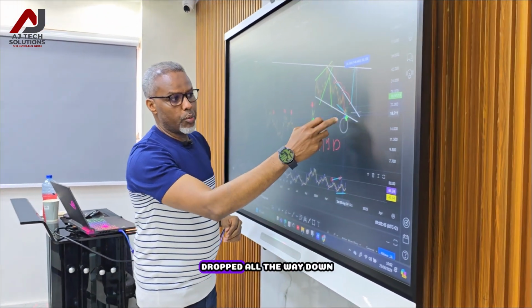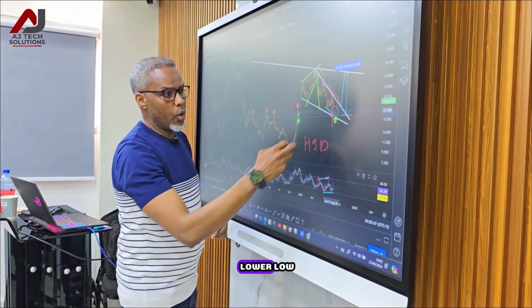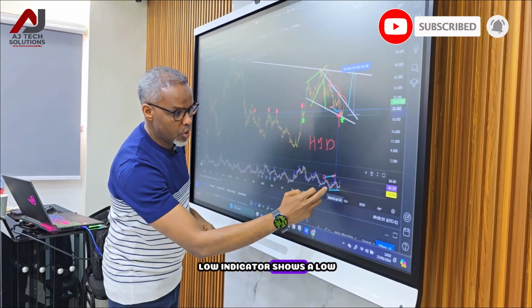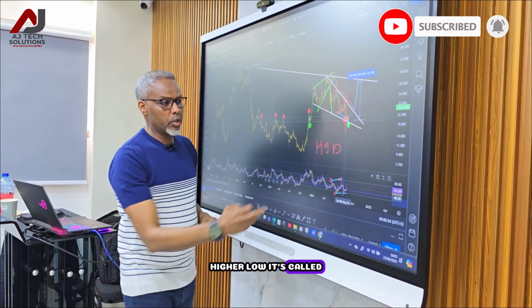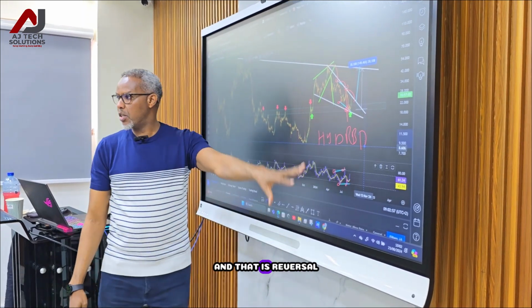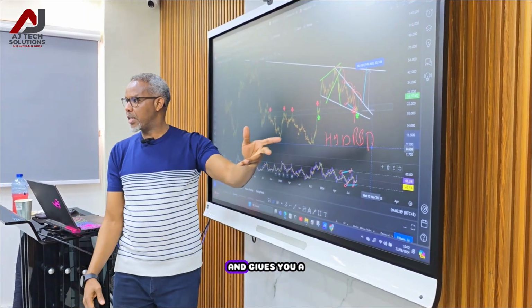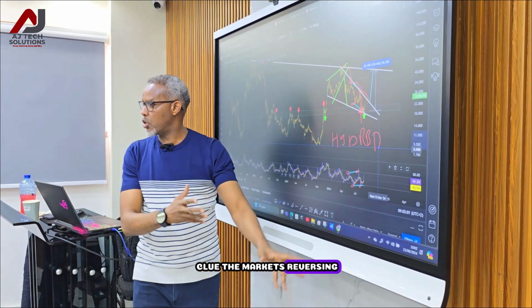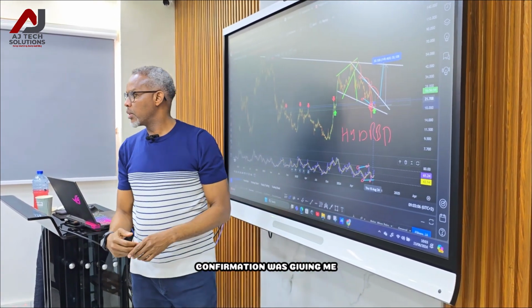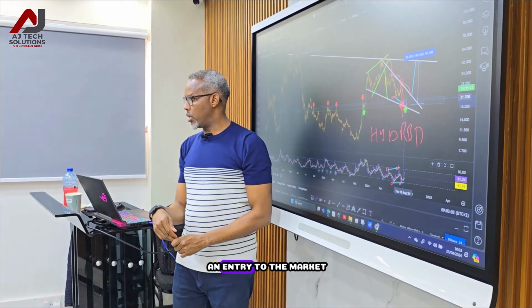When the market dropped all the way down, it created a lower low. We have here a low, another low, a lower low, while the indicator shows a low, then a higher low. It's called regular bullish divergence. That is a reversal pattern itself and gives you a clue the market is reversing to the top side. Then I have candle confirmation, which gives me an entry to the market.